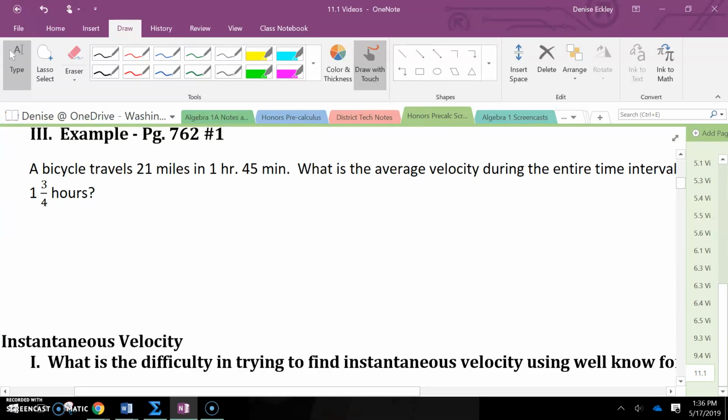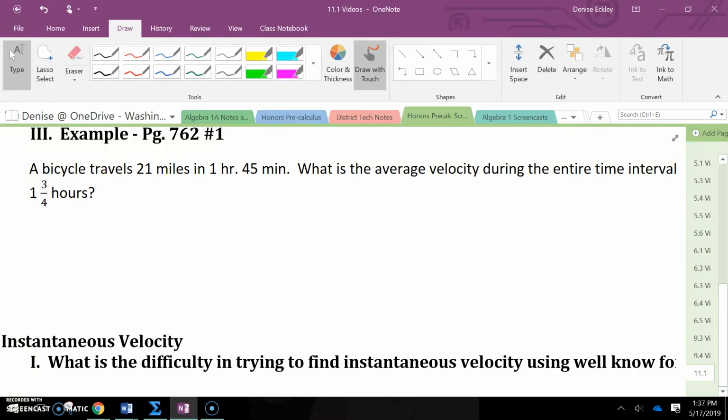Number 1 on page 762. A bicyclist travels 21 miles in 1 hour and 45 minutes. What is the average velocity during the entire time interval of 1 hour, 1 3/4 hours?